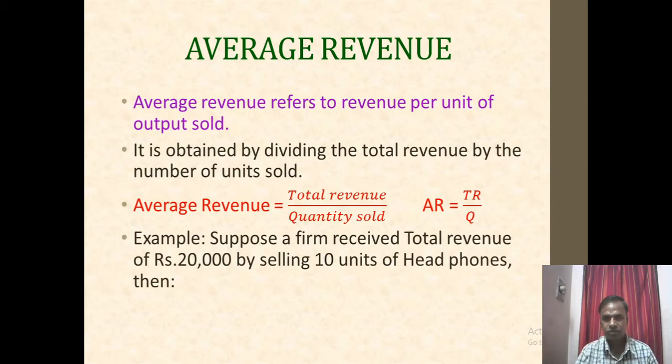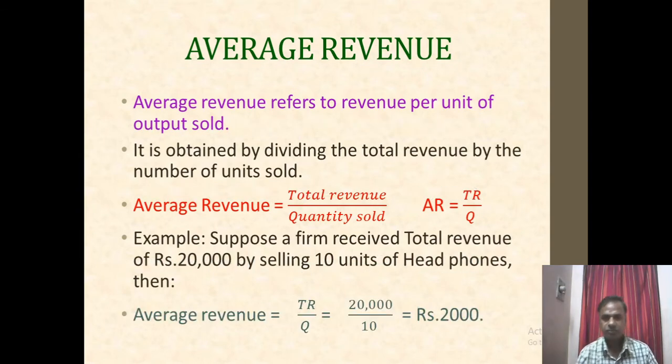What is the total revenue? 20,000. How many units did they sell? 10 units of headphones. Then what will be the average revenue? The formula is total revenue 20,000 divided by number of units sold 10. So AR is equal to 20,000 divided by 10. So what will be the answer? The answer is 2000. The average revenue is 2000.